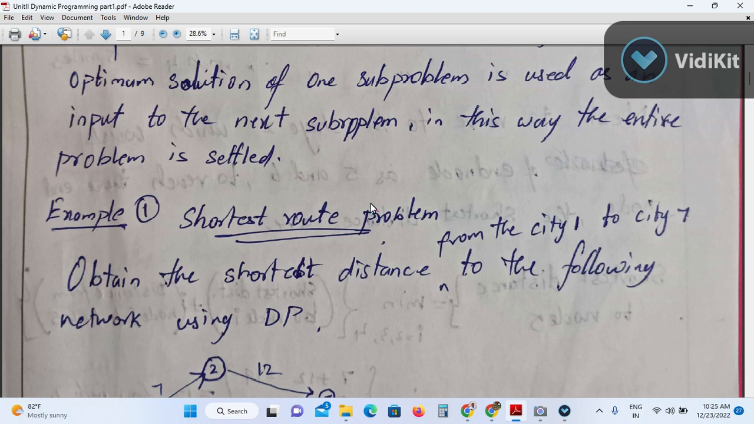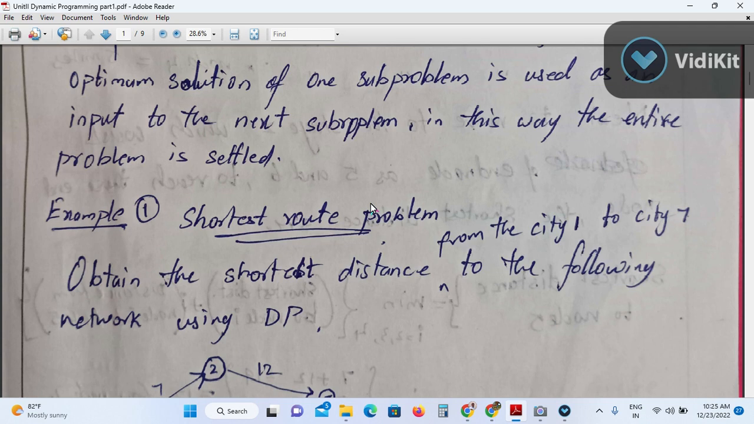What does the shortest route problem mean? There is a network. We try to always get the shortest route so that we can reach almost all the destinations. So we can cover the entire set of nodes, shortly speaking. That is the major idea in the shortest route problem.